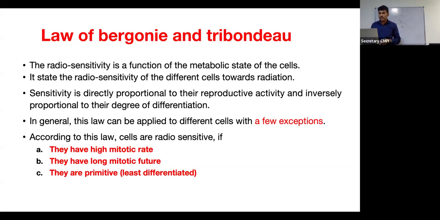So according to this, cells are radiosensitive if they have a high mitotic rate. High mitotic rate means high cell division, high probability of cell division. The second thing is if they have a long mitotic future: they don't divide regularly, but they can divide after a long time, even after a few years, if it is required. That is long mitotic future. And the third thing is they are primitive, they are least differentiated. They are base cells, and they will show high sensitivity.